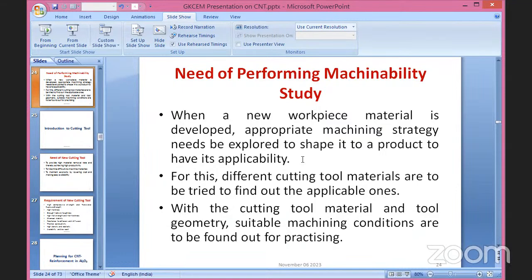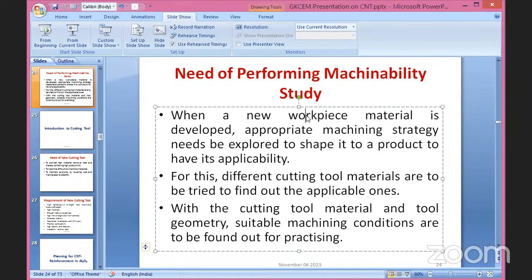Because if you want to shape a very high hardness material, you require a cutting tool harder than that, because the cutting tool hardness should be at least 1.5 times the workpiece hardness. So if you make the hardest material, then there is no other tool possible. You have to find some other material which will be harder than that. Then only can you machine it. Otherwise, you have to go for non-traditional machining processes like laser machining, plasma machining, etc. So for these different cutting tool materials, you have to find the applicable ones.